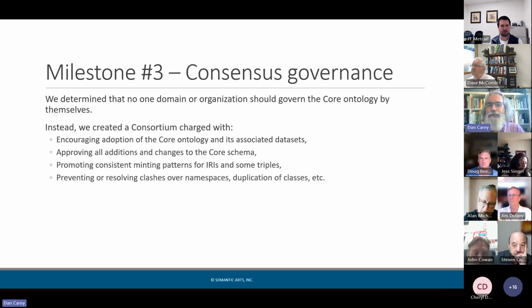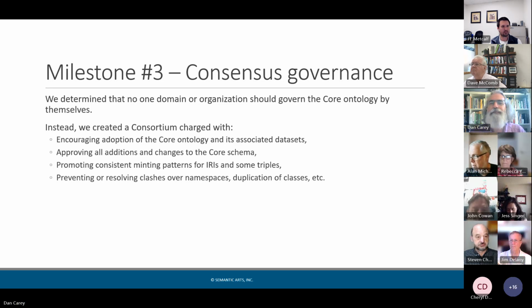We also, as we have all gotten more experience in creating and working with knowledge graphs, found there were some patterns that we wanted to encourage, patterns around the way we emit IRIs, patterns around some particular triples. And then we also wanted to resolve any clashes over namespaces, duplication of classes, those sorts of issues that might pop up.